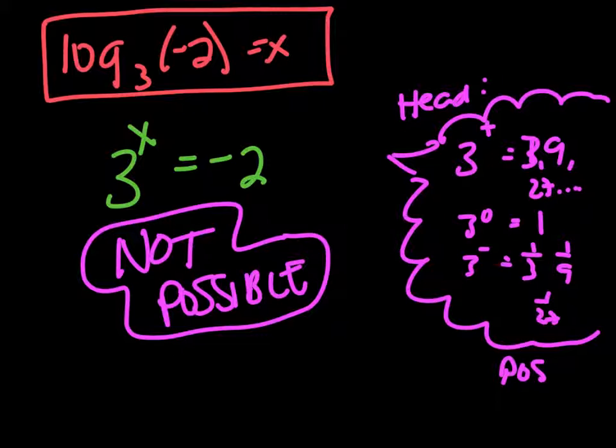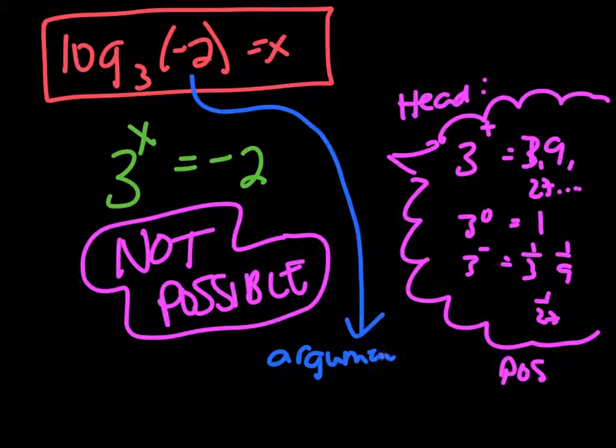So one of your golden rules, and you might want to remember this, is that the argument will never be negative or 0. So you'll never have either of those there.